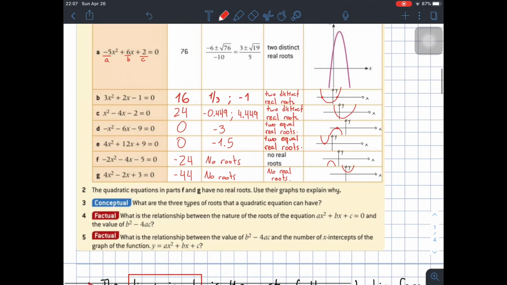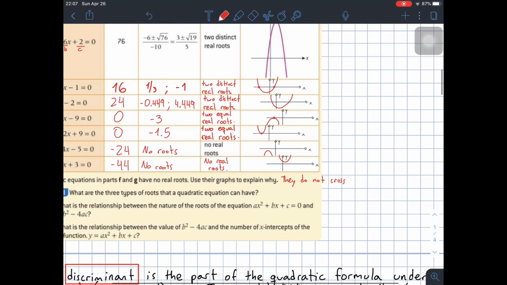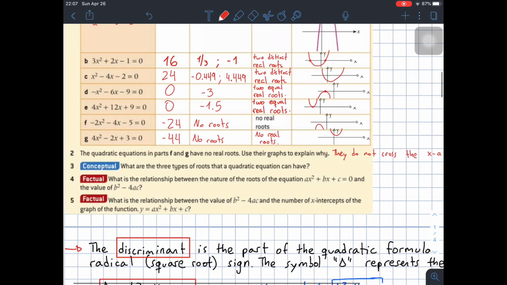Okay, so question 2 says, the quadratic equations in part f and g have no real roots. Use your graph to explain why. Basically, that's because they do not cross the x-axis, right? There we go.